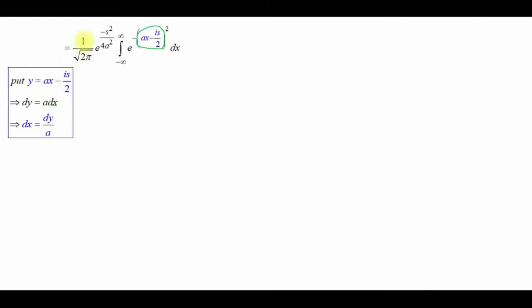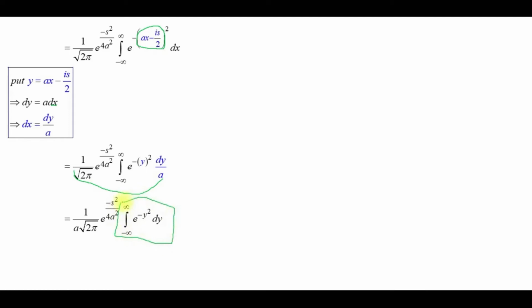So which is equal to 1 divided by square root of 2 pi, e power minus a square divided by 4a square, integration from minus infinity to plus infinity of e power minus y square. So what is dx? dx equals dy by a. Here a is constant, so we take it outside, which is equal to 1 divided by a root 2 pi, e power minus a square by 4a square, integration from minus infinity to plus infinity of e power minus y square into dy.